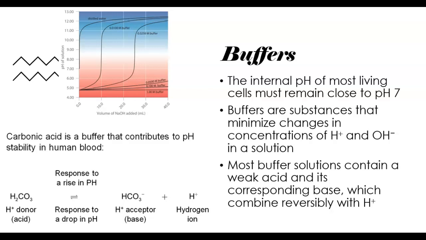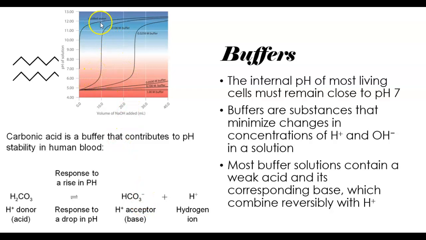And so there are chemicals found in cells called buffers, okay, that help minimize changes in concentrations of hydrogen ions and hydroxide ions in the solution. Most of them are something like this one you see here with carbonic acid. They either contain a weak acid and its corresponding base, or they're able to be a hydrogen ion donor at high pHs and a hydrogen ion acceptor at low pHs, okay? And that helps prevent sharp, sudden changes.